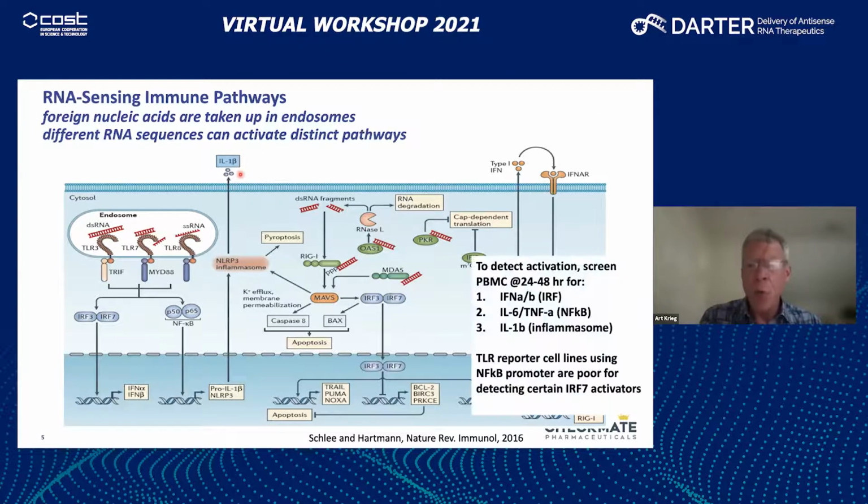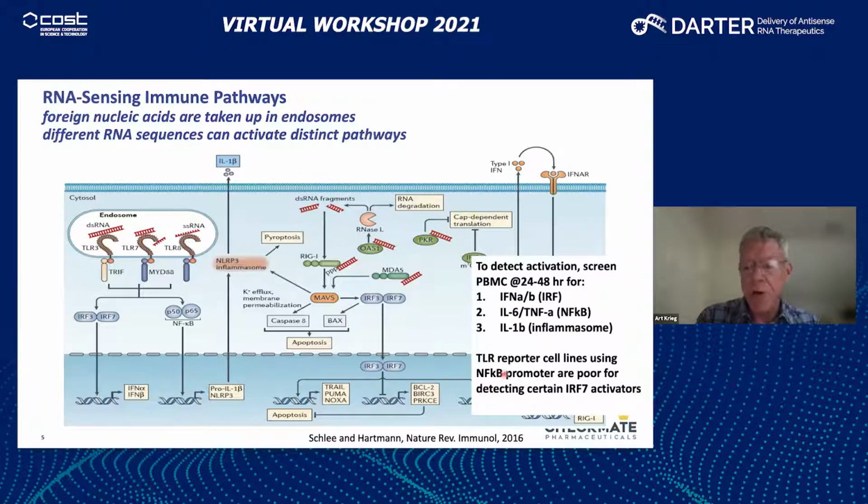So one point just to mention is that by screening for those factors, you can detect if any of those pathways are being activated by nucleic acids. You don't necessarily know exactly which pathway is being triggered, but if you're just trying to develop an ASO or an siRNA that isn't activating these pathways, that's one way to go about it.